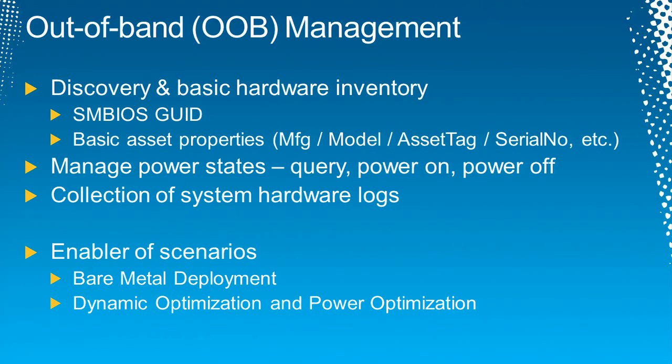So having these baseboard management controllers, these DRACs and out-of-band management controllers, really enables you to see when the machine is blue screened or when the OS is not responding. It's really a lifesaver. You can also view a collection of system hardware logs. So when the OS stops responding or there's a hardware level error, you can actually view it in these hardware logs. But the bottom line is that this feature enables more advanced features in VMM, and that's bare metal deployment, dynamic optimization, and power optimization. DO and PO will be covered tomorrow in SIM 357.